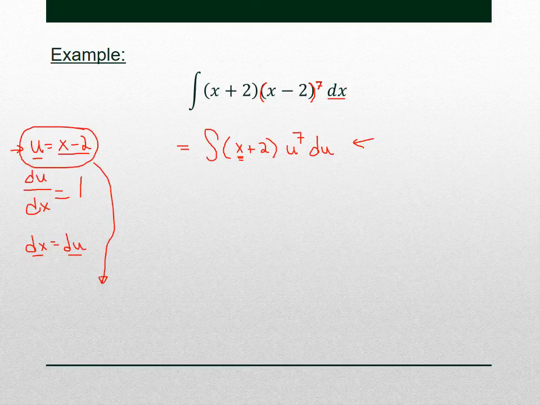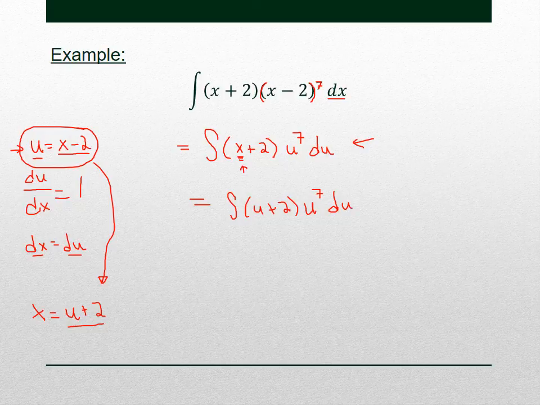When we do that, let's see what we get. We get x equals u plus 2. So we can now look at this x and substitute in u plus 2. When we do that, we get the integral of u plus 2 times u to the 7th du. And now that only has u's in it, so that's good.